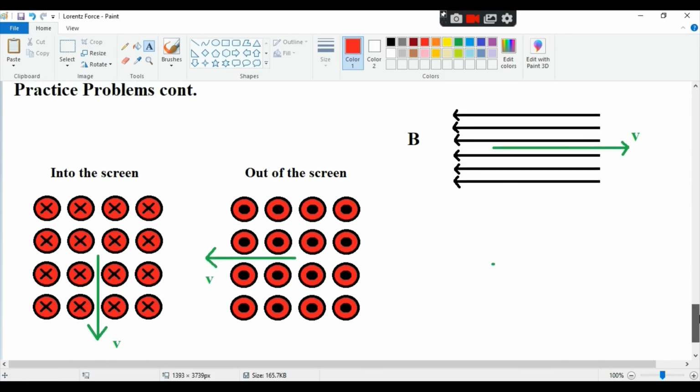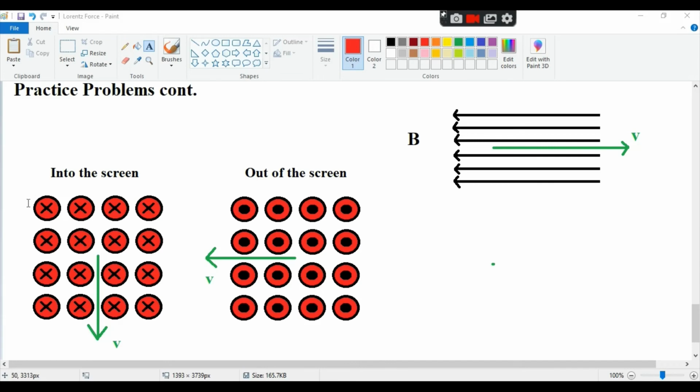So these are some more practice problems that I wanted to do. This first one says into the screen because this represents a magnetic field line that's going away from you and into the screen. And then this one says out of the screen because this is a representation for magnetic field lines that are coming towards you and out of the screen. And these are just some things that you'll have to get used to seeing when doing direction things that occur with the Lorentz force.